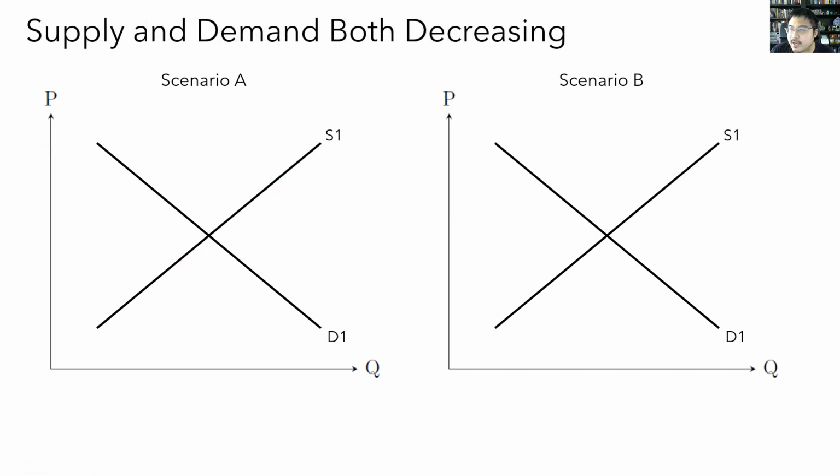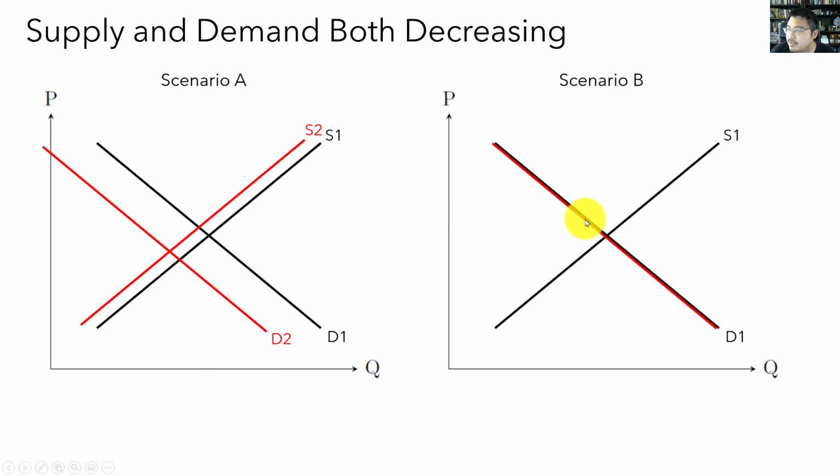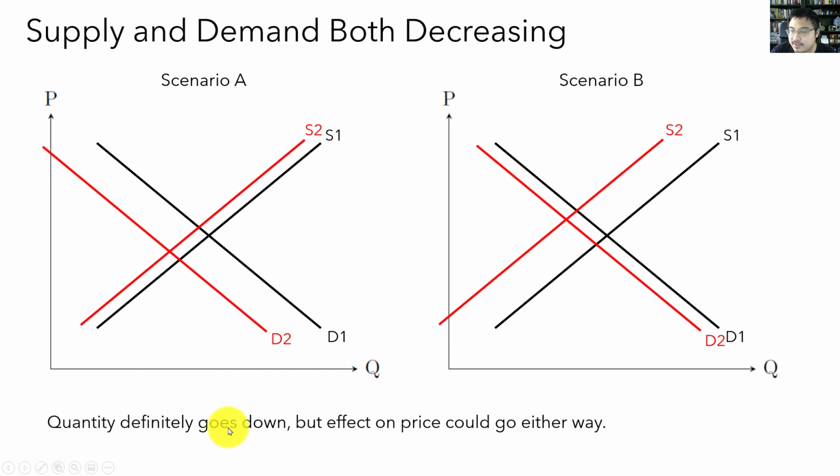And finally, let's see what happens when supply and demand are both decreasing. All right, in scenario A, demand decreases by a lot, supply decreases by a little, and what you can see is that price and quantity both go down. All right. In scenario B, demand decreases by a little, supply decreases by a lot, and you can see that this time price went up, but quantity went down. All right. So what can we say when supply and demand are both decreasing? Well, we can say that quantity is definitely going to go down, but that the effect on price could go either way.